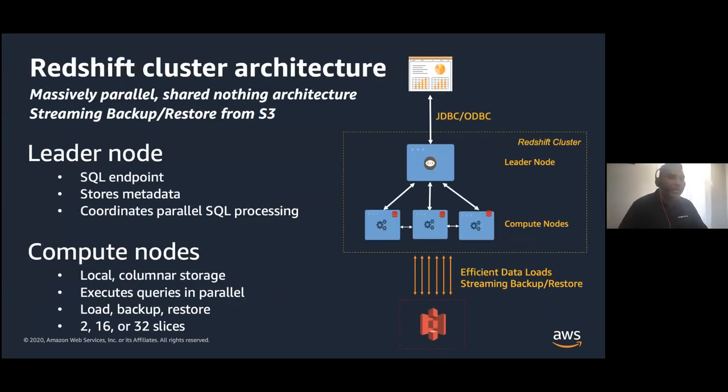How does a Redshift cluster architecture look? We talked about it being massively fast, 1/10 of the cost, and able to run parallel queries, but how does that architecture look in Redshift? If you look at this diagram, you have the leader node, which is your SQL endpoint, which stores the metadata and coordinates parallel SQL processing. And you also have the compute nodes at the bottom. What does the compute node do? It's local columnar storage. It executes queries in parallel.